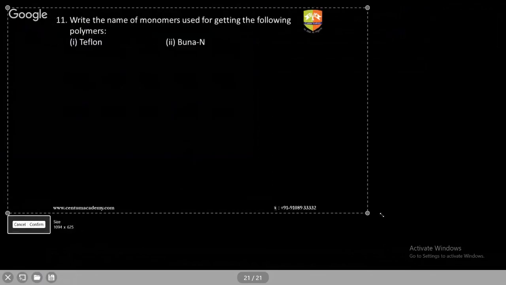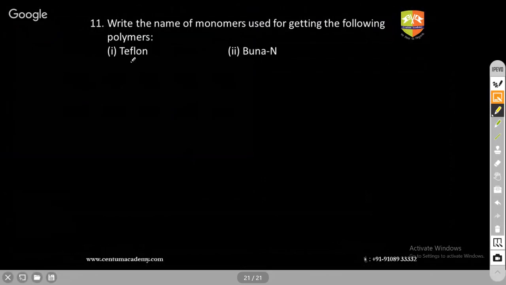Write the name of monomers. What monomers we use for Teflon? Tell me. Tetrafluoroethene it is. Yeah, it's correct. So for Teflon, I write the formula CF2 double bond CF2, tetrafluoroethene, tetrafluoroethylene. For buna, what will you write?